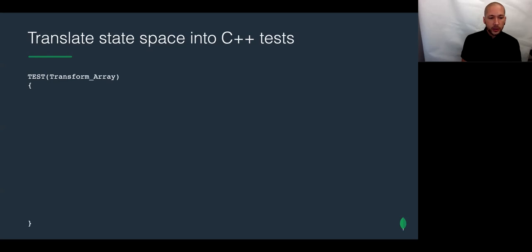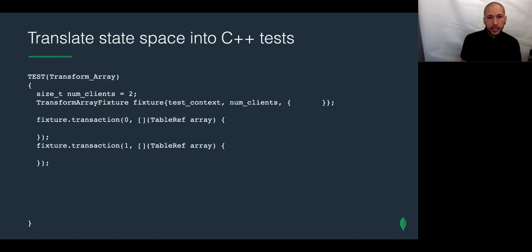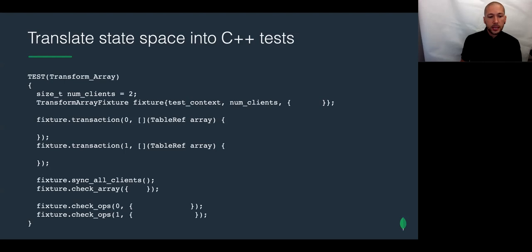So for each sequence, we create a unit test, and these follow kind of a template where they begin by instantiating two clients and starting off with some initial data. Then each of the clients independently does some operation on the data. They all synchronize with each other. And at the end, we check that they have converged on the same data and that both of their operations is reflected in the final data.